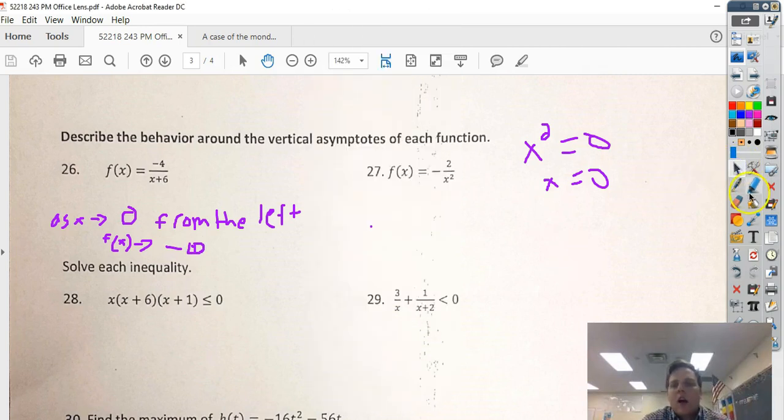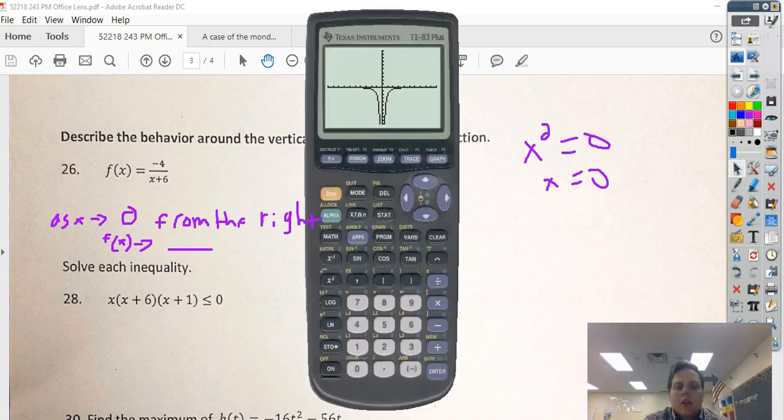Okay, so now I want to ask the same question, but rather than from the left side, I want to think about it from the right side. So go back to your graph. Look at the vertical asymptote of 0. What is it doing as I approach it from the right side? Well, it's going down again to negative infinity. So, bam, negative infinity. Alright, so that's how you do that problem.